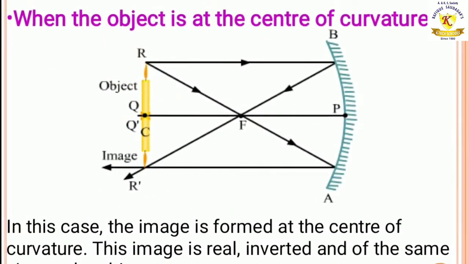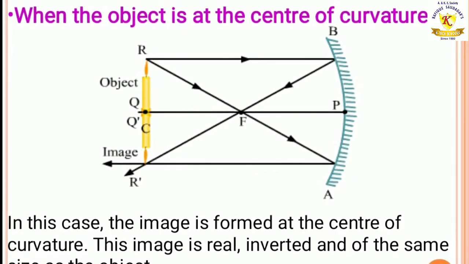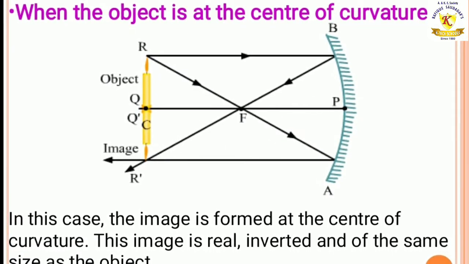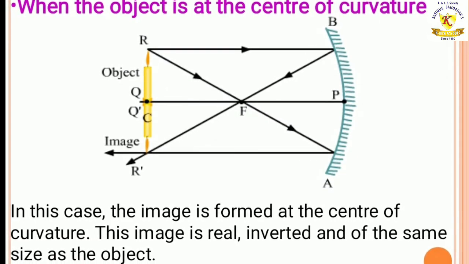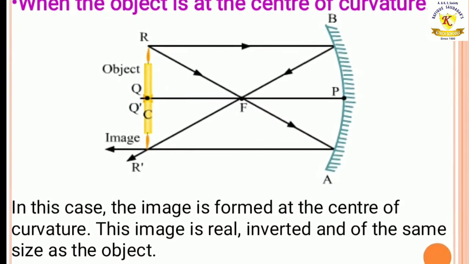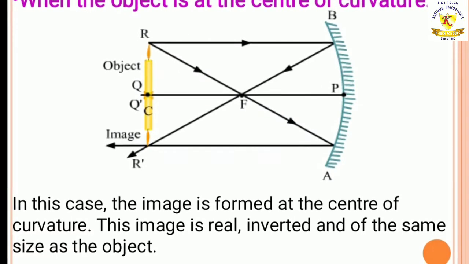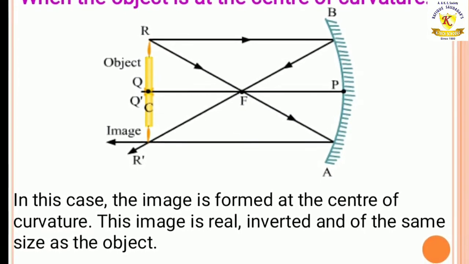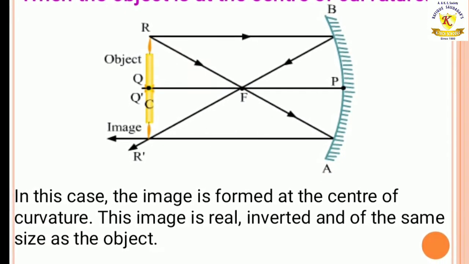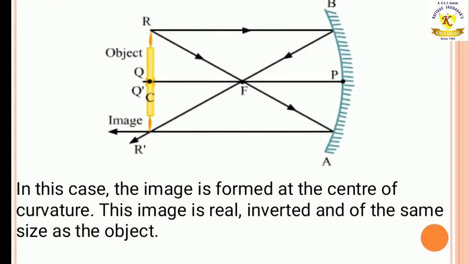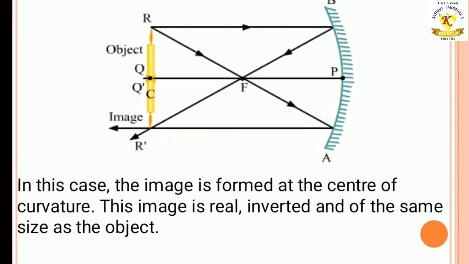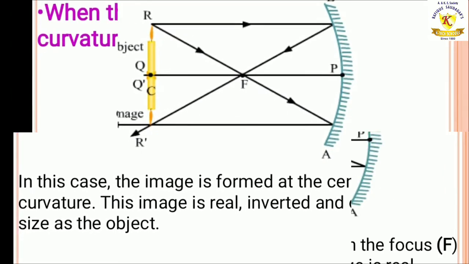Next is when the object is at the center of curvature. So what will happen now? In this case, the image is formed at the center of curvature. This image is real, inverted and of the same size as the object. Got it, children? Draw this diagram also in your notebook. Let's see the next case.